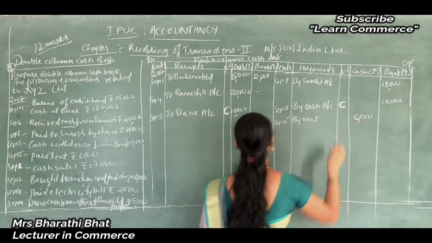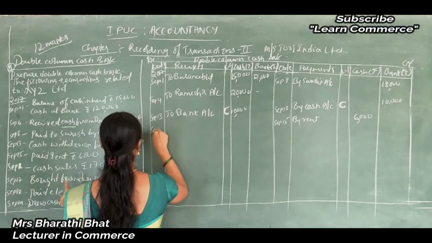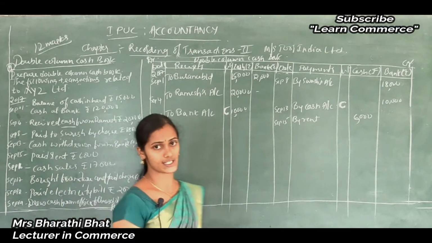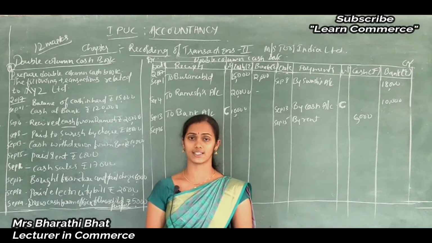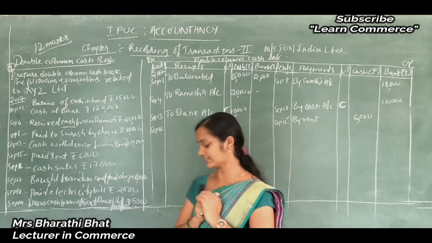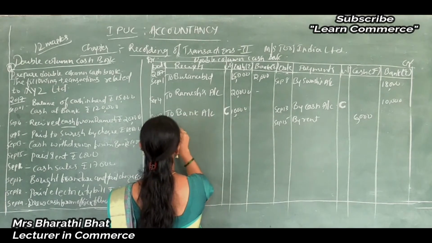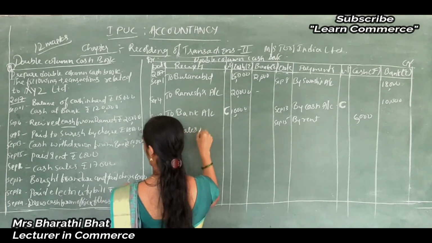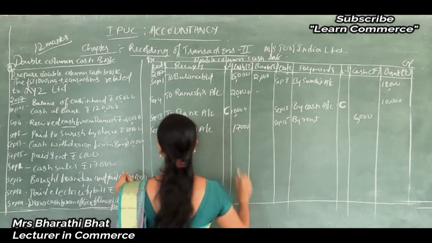Okay. And the next one, September 16, cash sale. Cash sale means goods sold on cash basis, amount 17,000. So to sales account, receipt side, to sales account, 17,000 in the cash column.